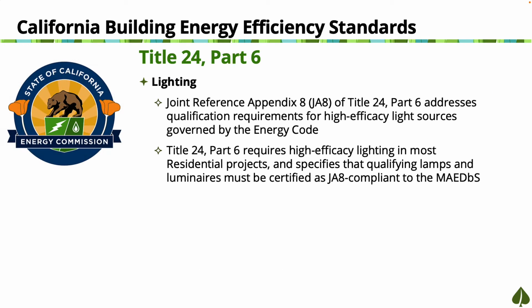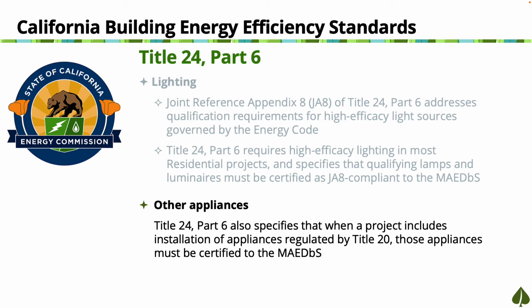Title 24, Part 6 sets energy efficiency requirements for both residential and non-residential buildings, including new construction, additions, and alterations. It addresses almost all aspects of a building that affect its energy use, including its envelope, mechanical, solar PV, and lighting systems. This energy code says that lamps and luminaires that need to comply with Joint Appendix 8 of the code must be certified to the Title 20 MAEDBS.